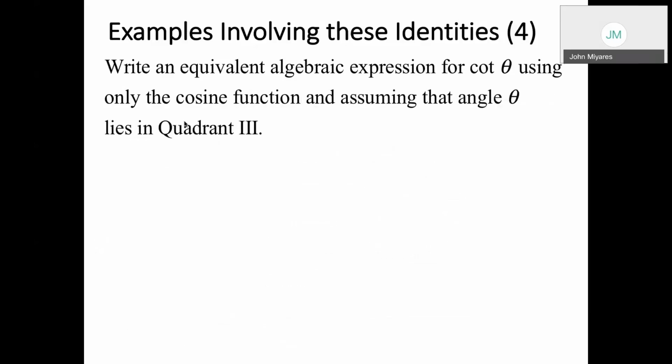This one is very similar to the last one, so perhaps you can try this one on your own too. Write an equivalent algebraic expression for the cotangent of theta using only the cosine function and assuming that angle theta lies in quadrant 3. The hint I will give you is to start with the special reciprocal identity, which says that the cotangent of theta will be the cosine of theta over the sine of theta. Go ahead and pause the video for a few minutes so you can try this one on your own.